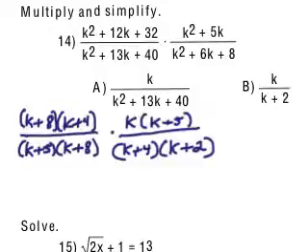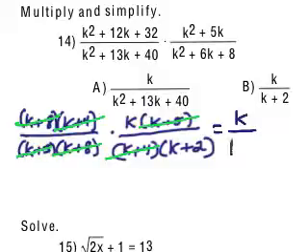Once they're all factored out, we can cross cancel. So we've got a k plus 5 here, k plus 5 here, k plus 4, k plus 4, k, k plus 8, k plus 8. So that leaves us with k divided by k plus 2.